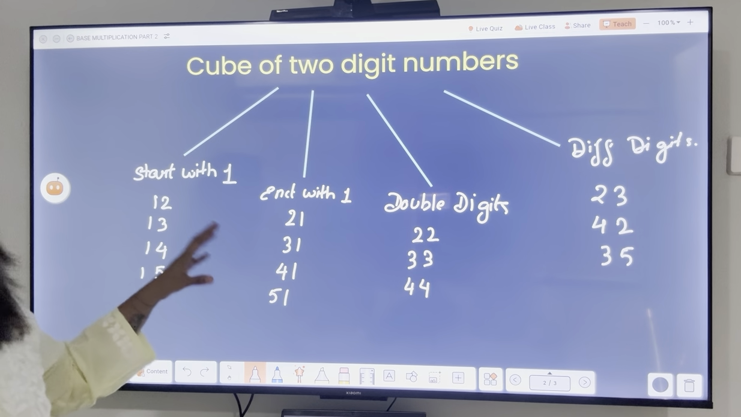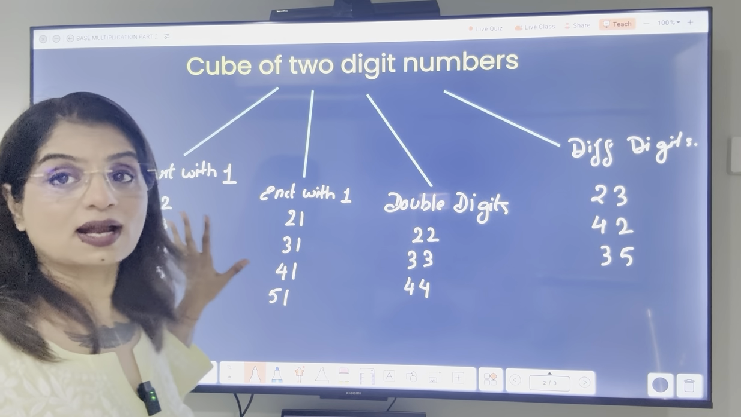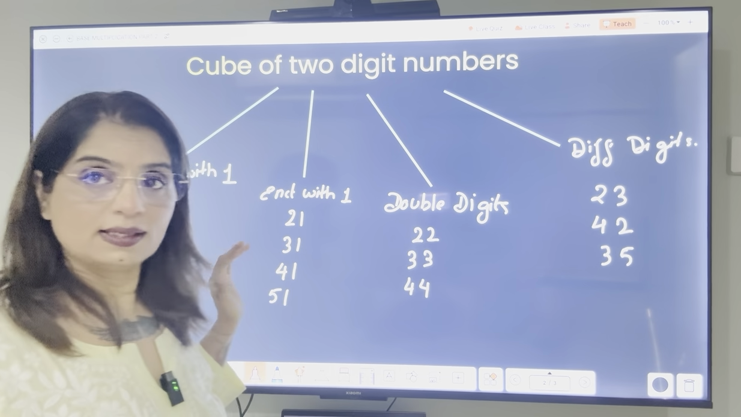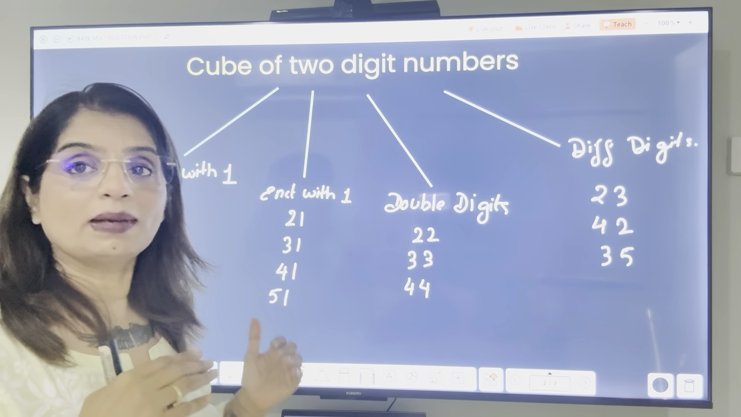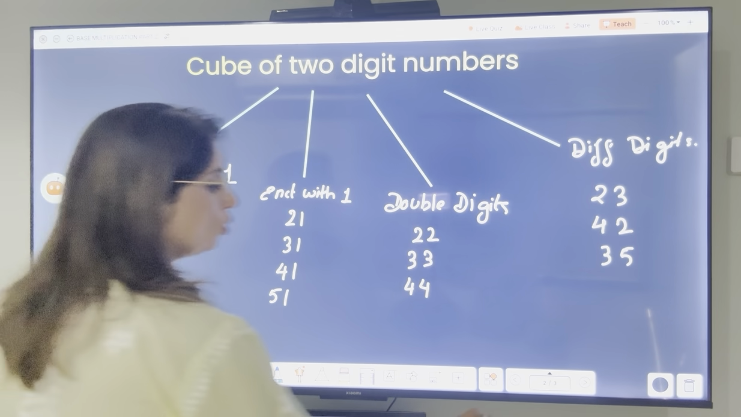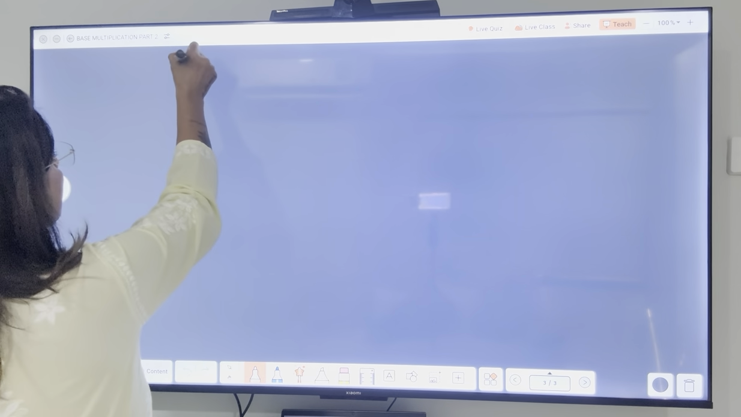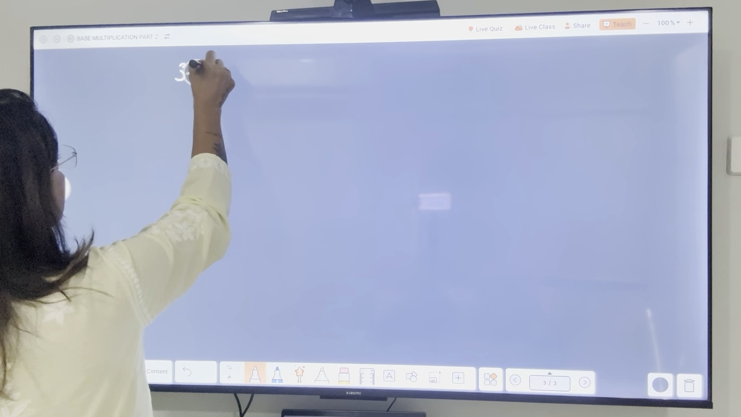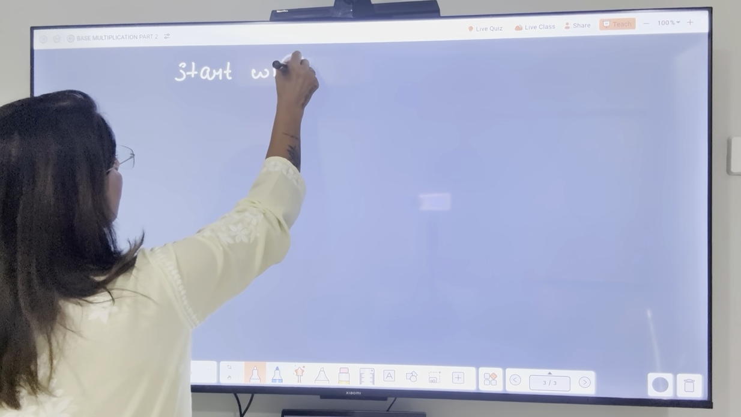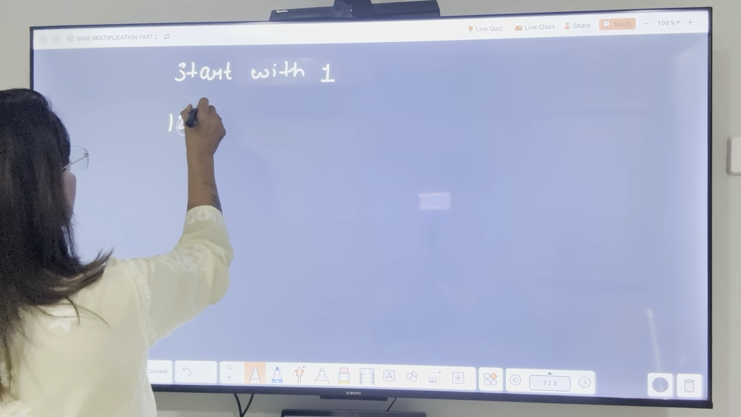Now the easiest category to cube here is the numbers starting with 1. The entire process is simple, with ease of calculation. So let's see how to do that. Let's go to the next page, and here we are going to have numbers which start with 1. So we are going to talk about 12 cube.